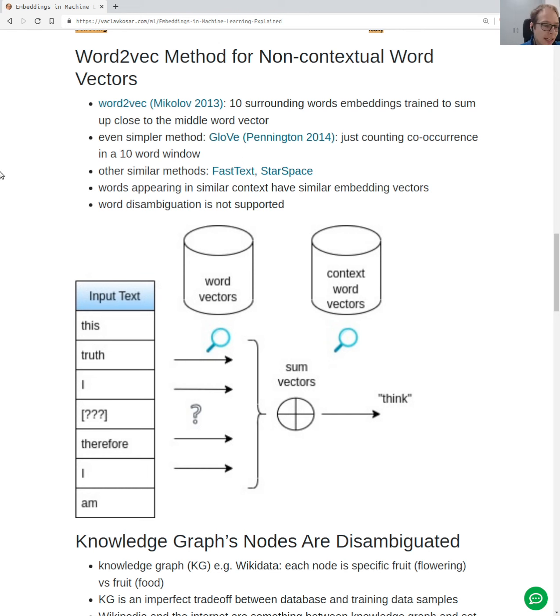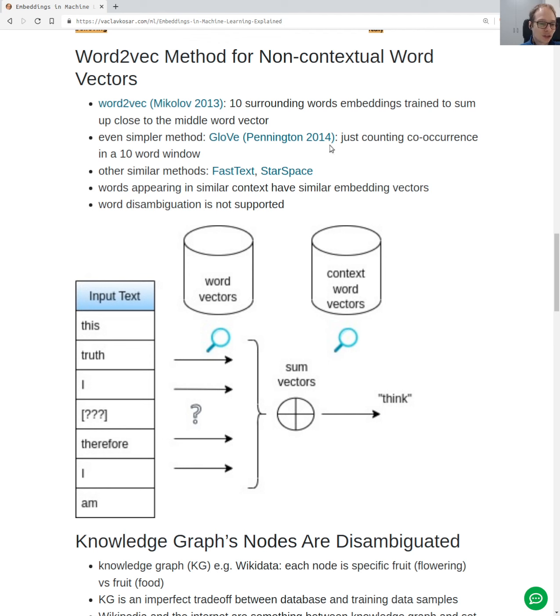But again, this is a training procedure. You have this running window of 10 words, and you train the sum of the vector representations of the embeddings of those surrounding words. You want that sum to be close to the representation of the original word. So this is a little bit complicated way how to do it. You can do it an even simpler way.